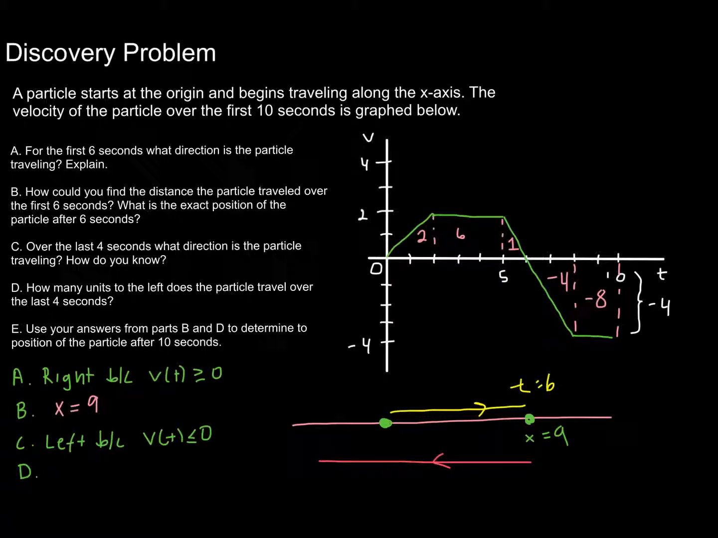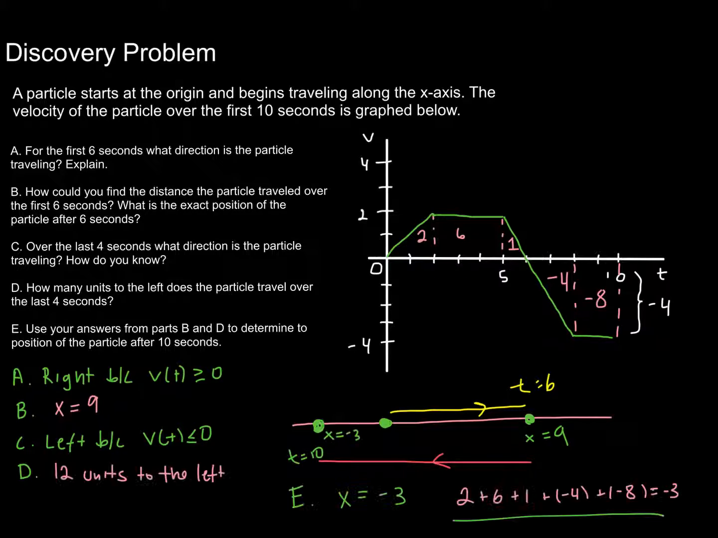How do I interpret this? Well, this would be traveling 4 units in the negative direction, or to the left. This would be traveling 8 units in the negative direction, or to the left, which makes sense since my velocity is negative. In total, I'll travel -4 plus -8, or -12 units, meaning I've traveled 12 units to the left.